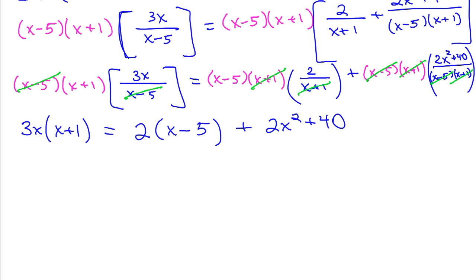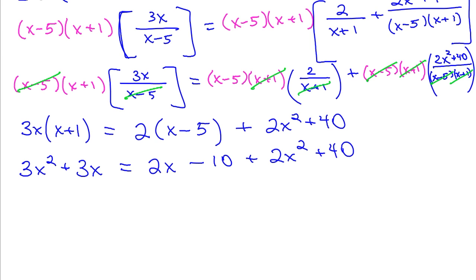The next step is to distribute the 3x here on the left, so we have 3x squared plus 3x. Then on the right side, distributing the 2, we have 2x minus 10, and then of course 2x squared plus 40. Think about what kind of equation we have. It is a quadratic. When you have a quadratic or higher, you need to move everything to the left and get a 0 on one side.